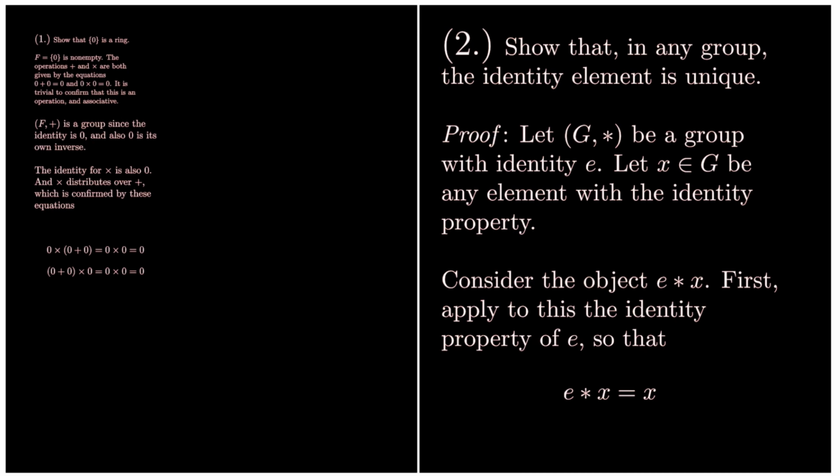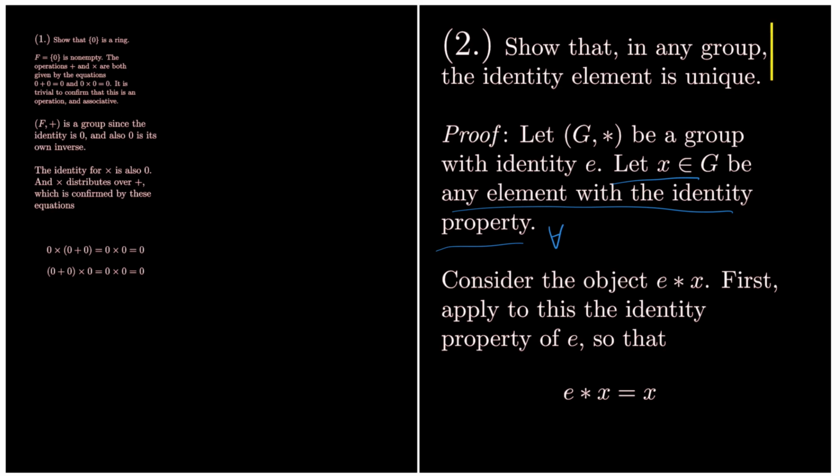So let's move on now to problem number 2, where we're going to show that in any group, the identity element is unique. Now, as I described in the previous video, what that means, especially for the proof, is that we're going to let some other element, here we'll call it x, be some element of the group with the identity property, which is to say, let's go ahead and write out what that means.